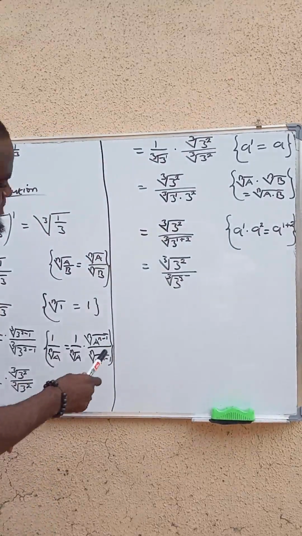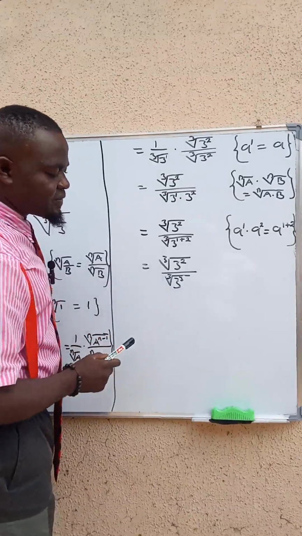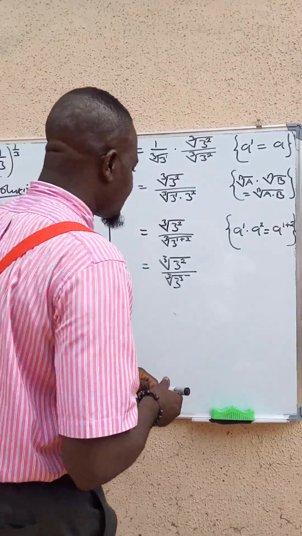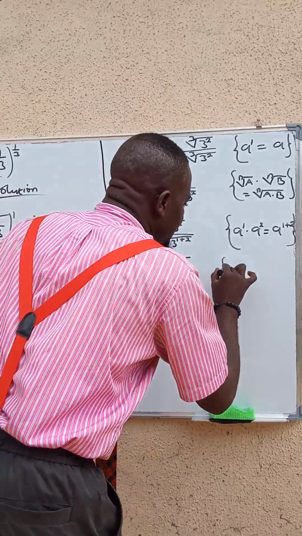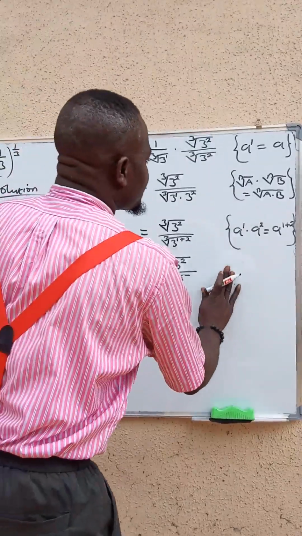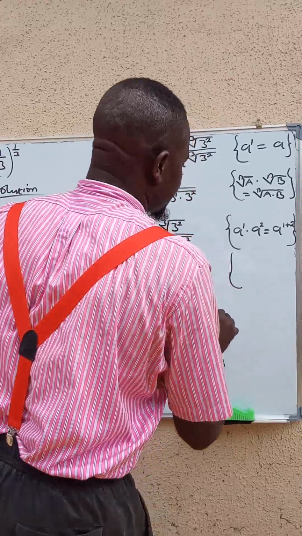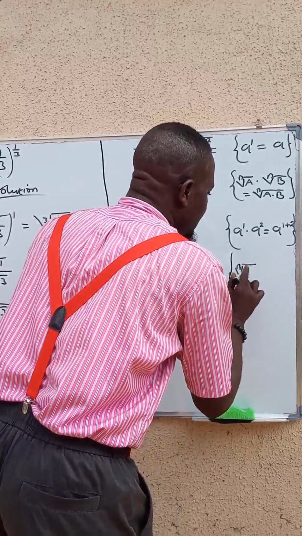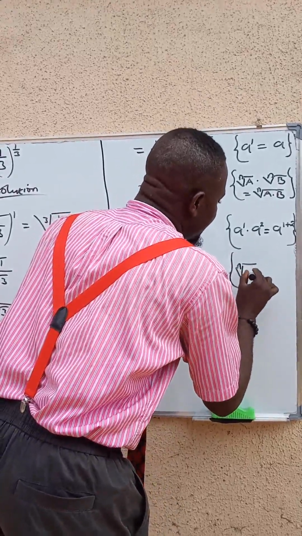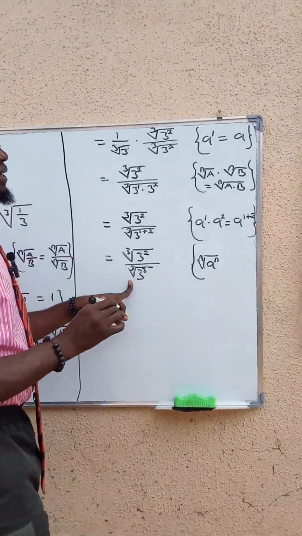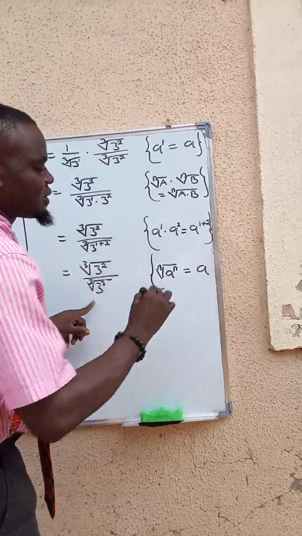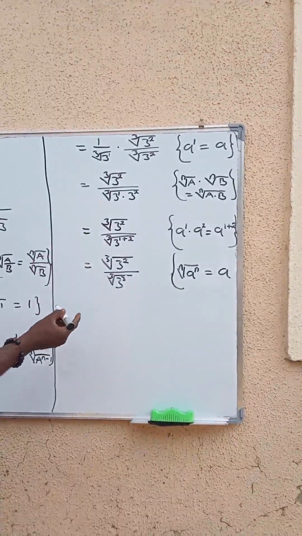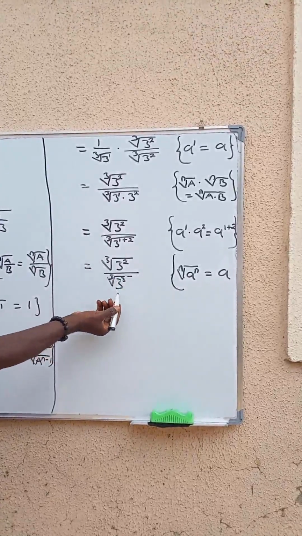Now, do you know that this 3 can take care of this 3? So this remains what? 3. Look at it here. There's what we can define here. If I have the nth root of a raised to the power of n, it will give me a. Do you know why? This n will take care of this. In real sense, like this 3 now, there's 3 here, there's 3 here. My answer is supposed to remain 3.